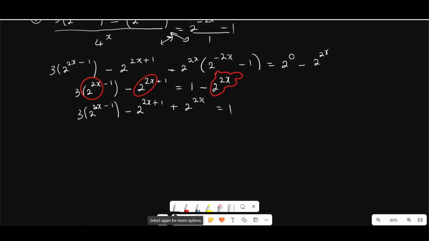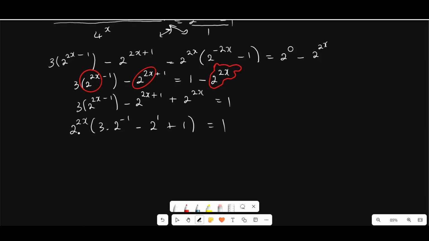Here I can take out the common factor, 2 raised to the power 2x, which is the same as 3 times 2 negative 1 minus 1 plus 1, which is equal to 1. I hope that makes sense. And then here I can put this on my calculator. If you plug this on a calculator, you should get 3 times 2 negative 1 minus 2 plus 1. You should get 3 over 2, which is equal to 1 in that case.